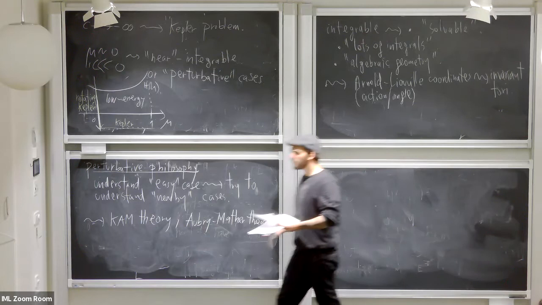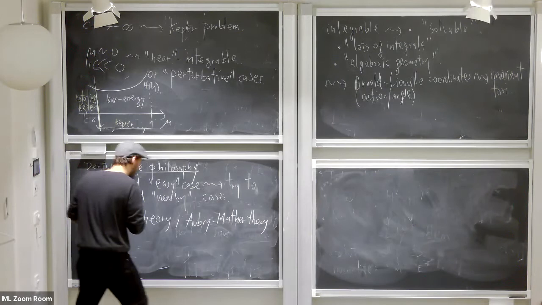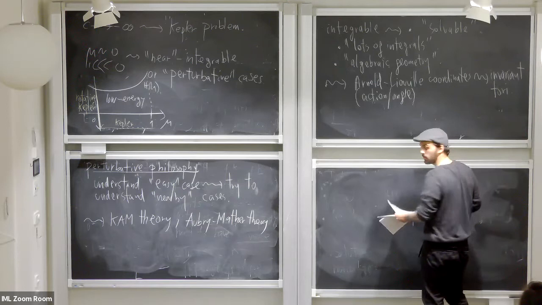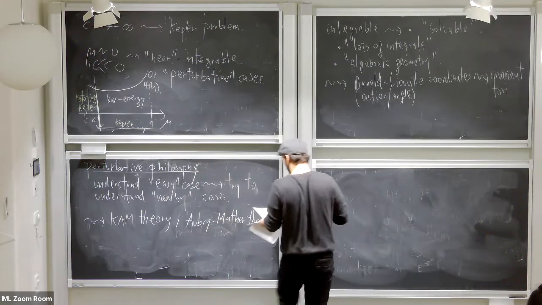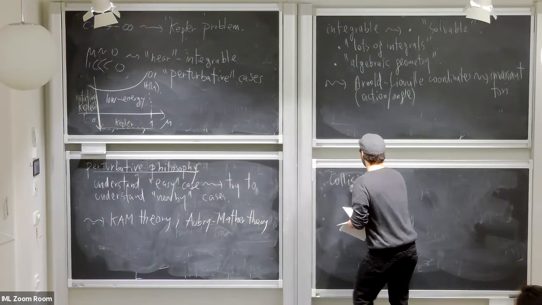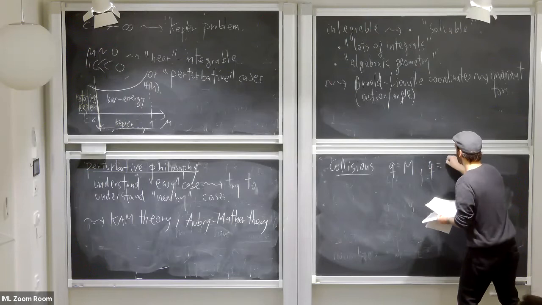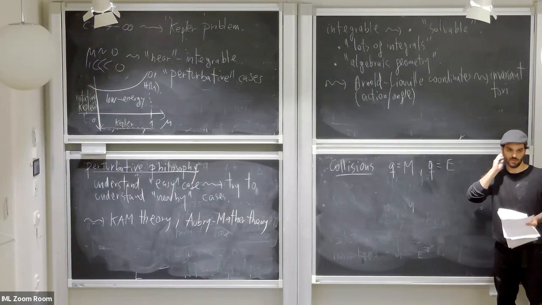So let me also discuss a bit about collisions, which has come up already a bit. A collision is just when the position of the satellite is precisely on the Moon or on the Earth. From the perspective of an engineer, this is terrible. You never want your satellite to collide with the primary. You want to avoid this at all costs. But we are not really engineers, so we don't really care.